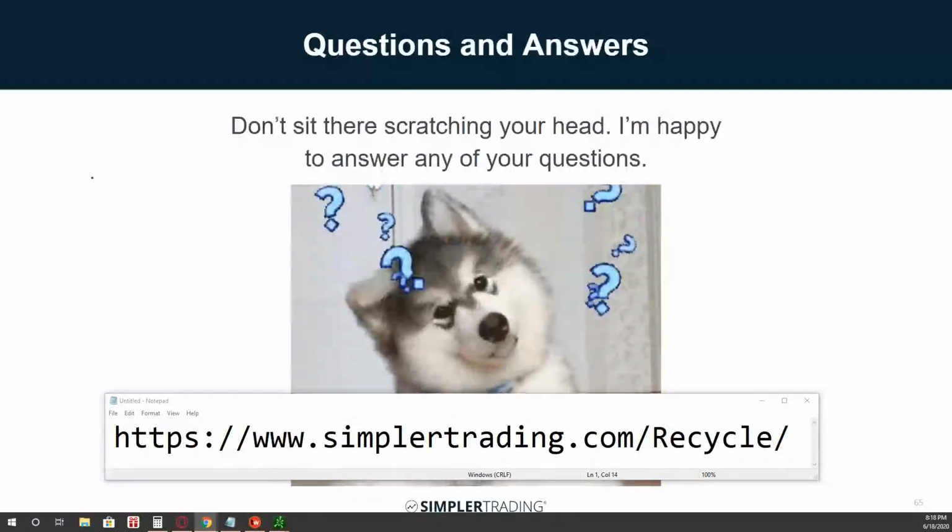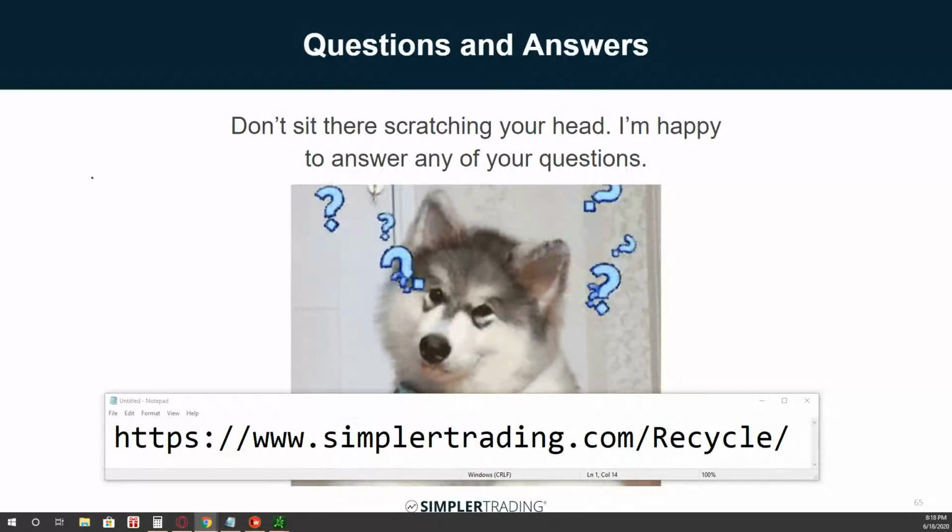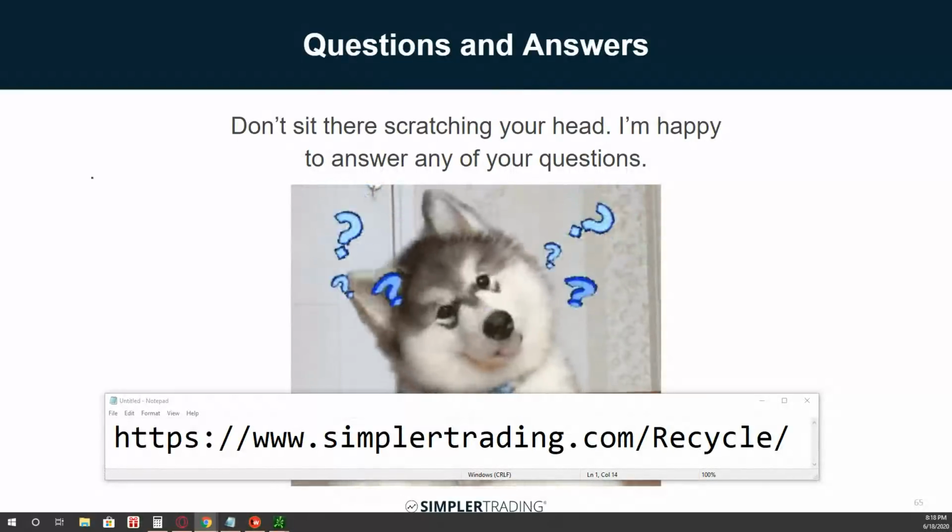And yes, the indicators are available on TradeStation as well. So if you prefer TradeStation, absolutely.